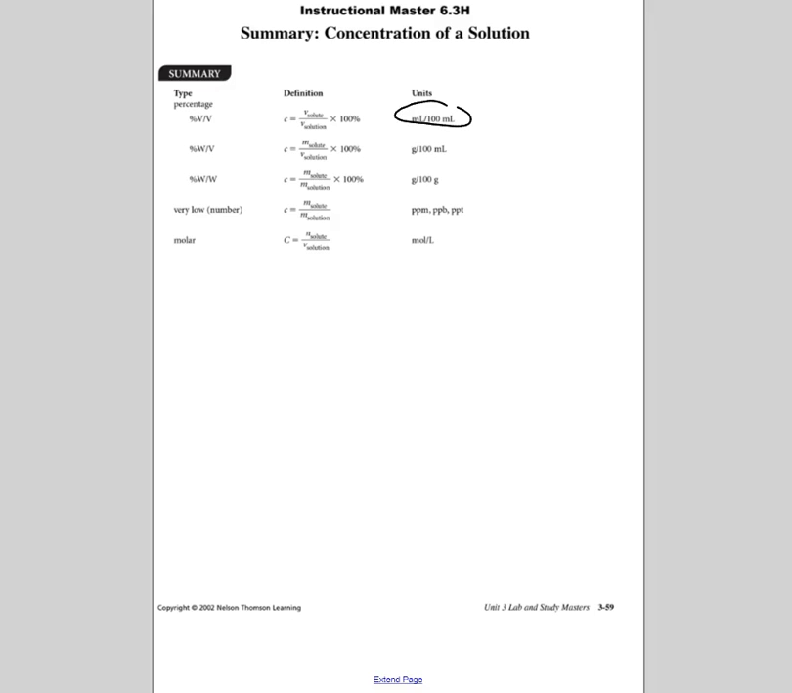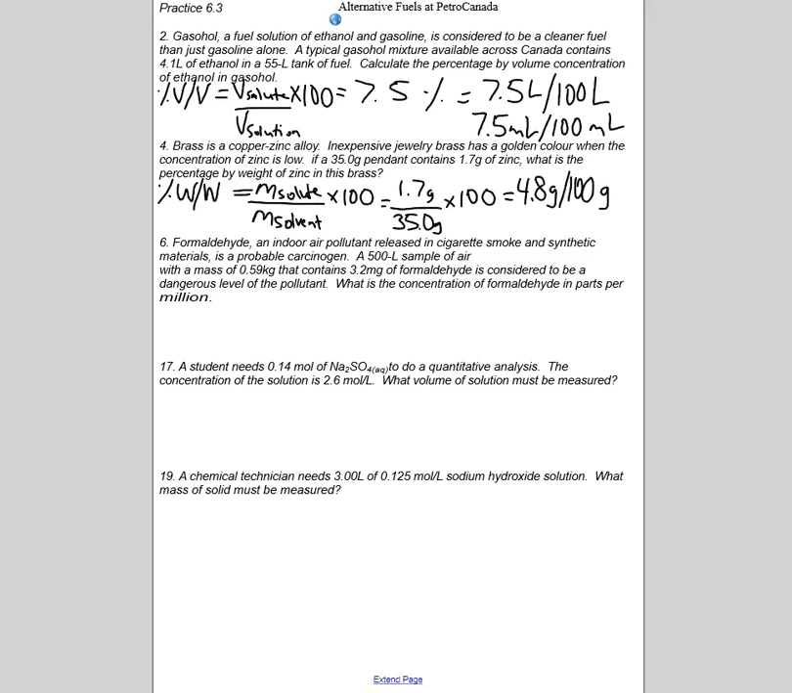And when we try a couple of questions involving molar concentration, quite often the chemical formula of the substance is included, which is important because in number 19, we're being asked to solve for a mass. So let's look at 17 first. Here we have the number of moles given for sodium sulfate, which is 0.14 moles. The solution will have a concentration required of 2.6 moles for every 1 liter. And the volume here is being required. So what volume would you dispense?